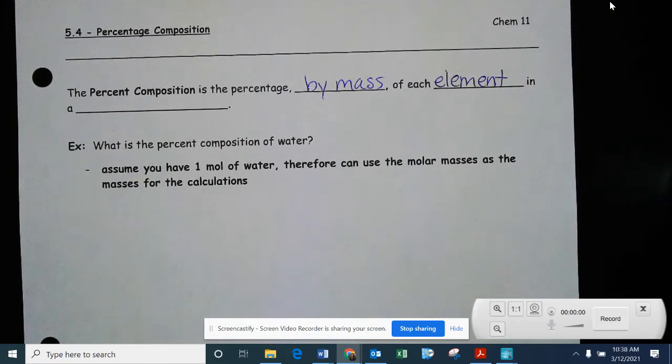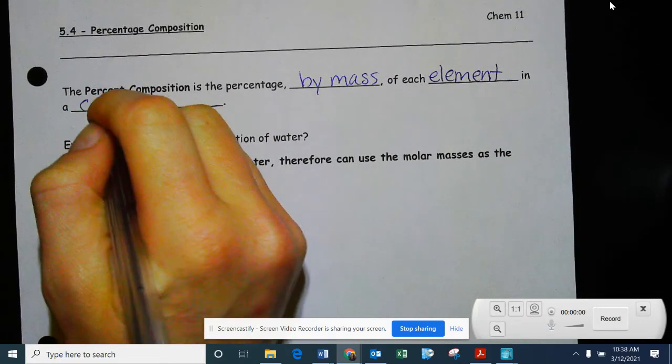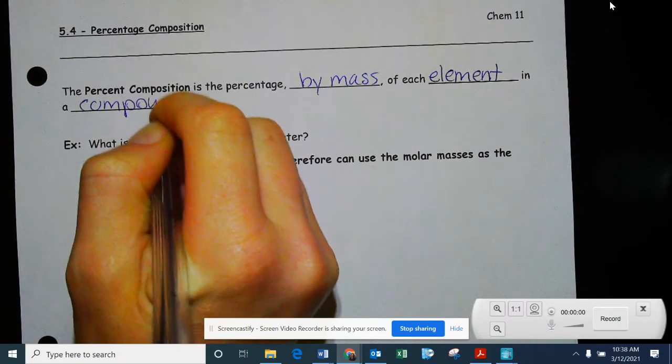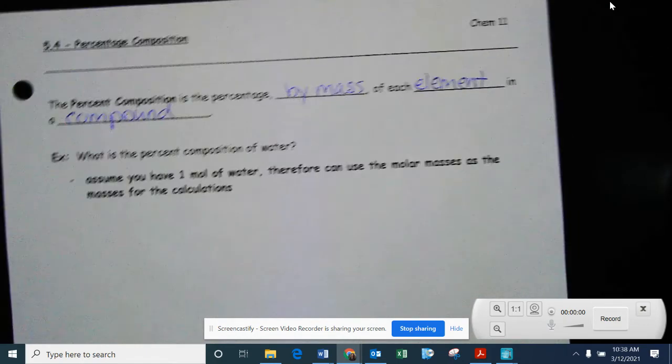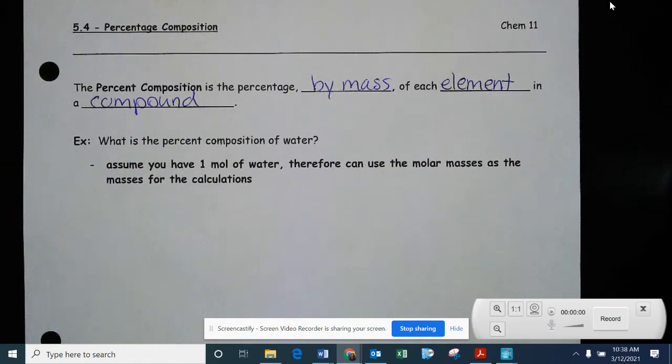Okay, so the first sentence here is, percent composition is the percentage by mass. By mass is the first blank. Of each element is the second blank. In a compound is the third blank, and the projector is just turning on as we go. But basically what we're looking at is how much of something by mass is in an element.